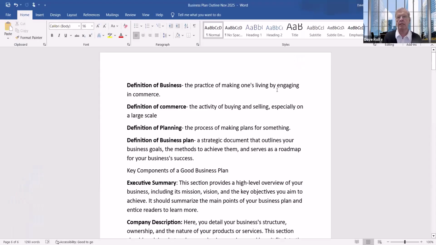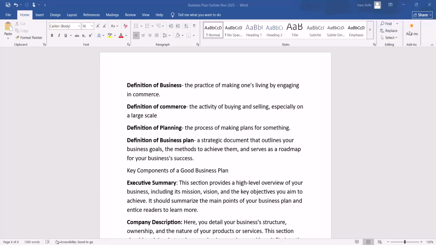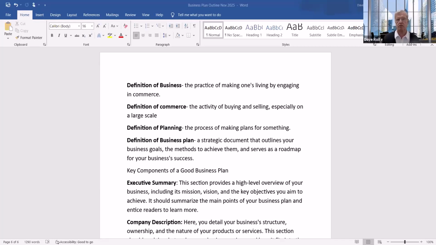So first, let's clear up some words and terms. Definition of business: it's the practice of making one's living by engaging in commerce. Now, as simple as that is, I learned a long time ago that one of the main problems of a lack of attaining success is misunderstanding something. We speak in two languages: one's words, and the other is numbers. And they're both languages. Language is actually critical to your success.